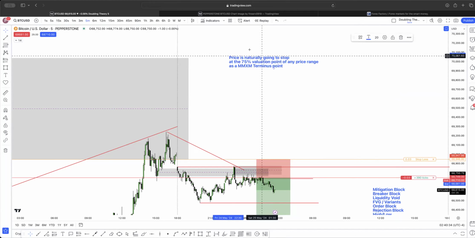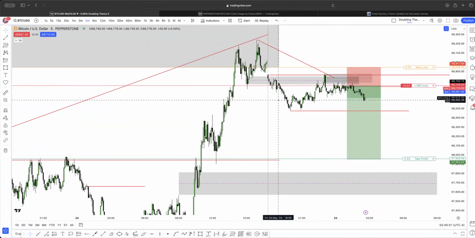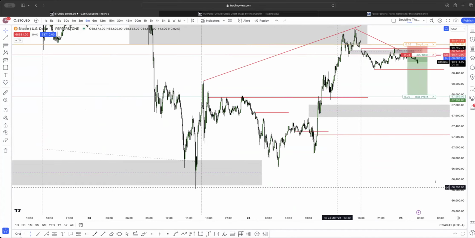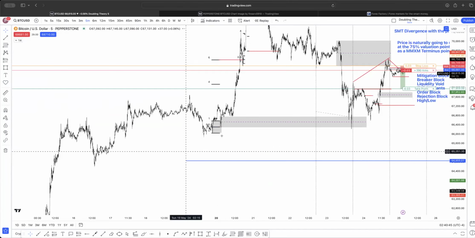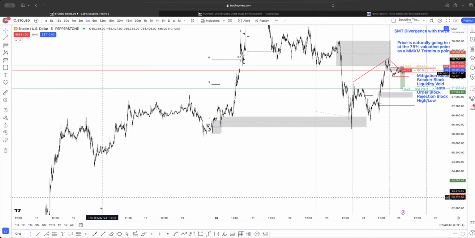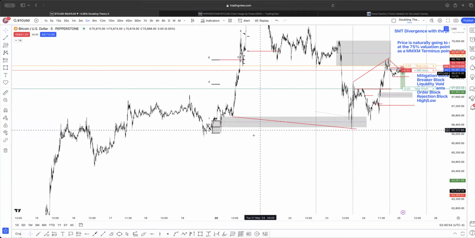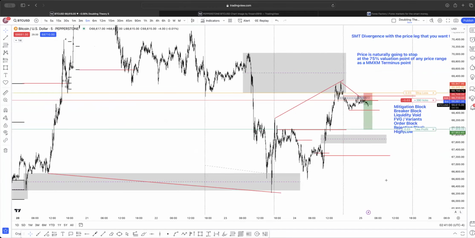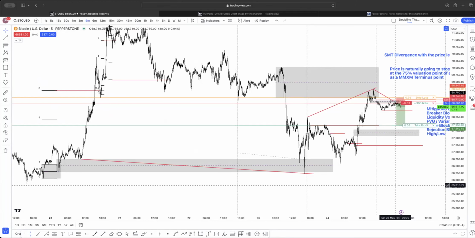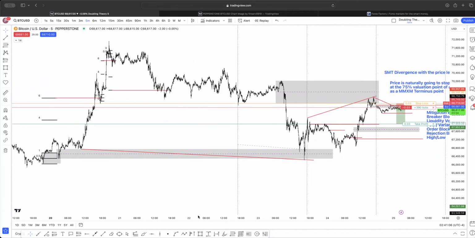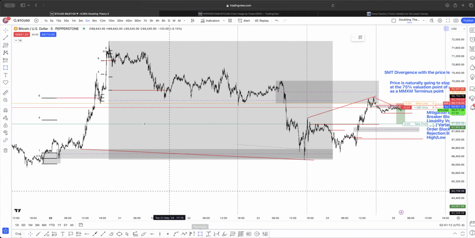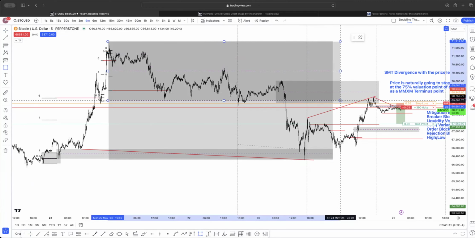Holy shit. Okay. Now, what if we were to add the power of 6? What if we were to add the power of 6? Now, what you're seeing here, around, I believe it was around here, we have an SMT divergence. Yes, we do. We have an SMT divergence here. So right now we are working with this entire price range, no? We're working with this entire price range, and that 75% is a natural stopping point.